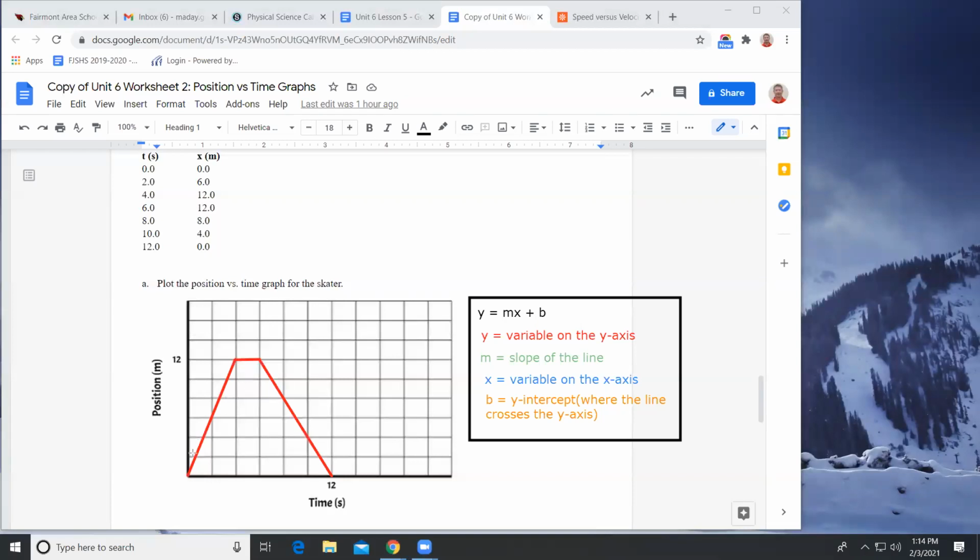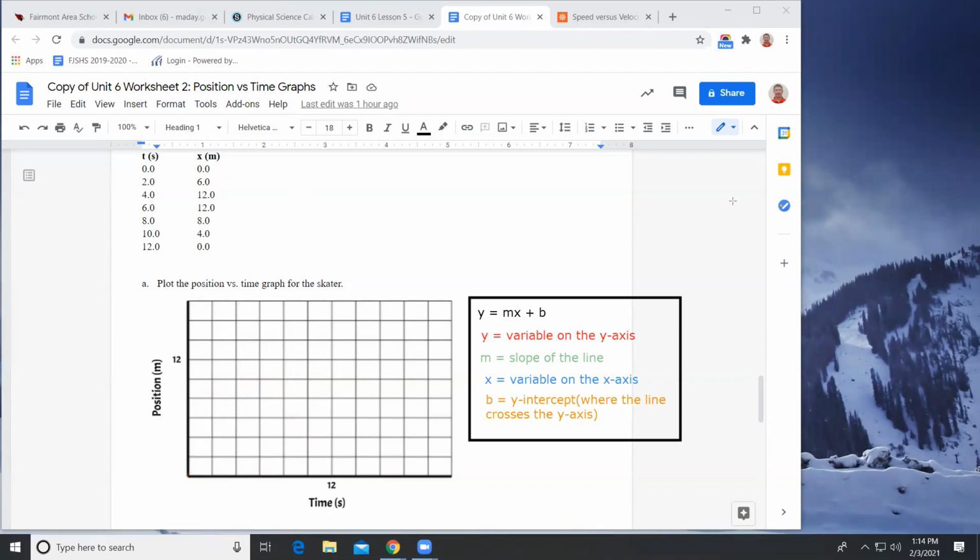So basically what this shows is that the person started off at the 0 meter mark at 0 seconds. They started skating away from their starting point. All right, so they skated 12 meters away, basically paused for a second or 2 seconds, then skated back to where they started. So they basically skated 12 meters, turned around, and skated back 12 meters.